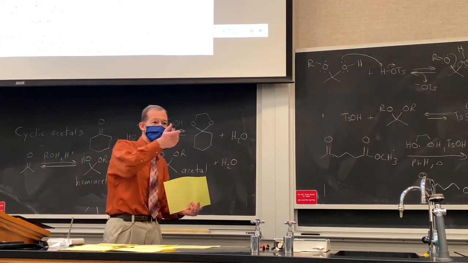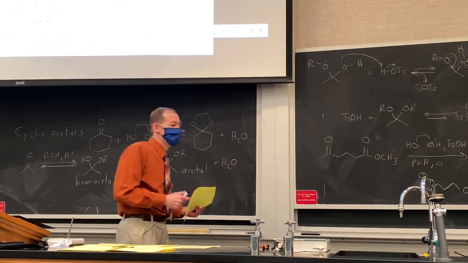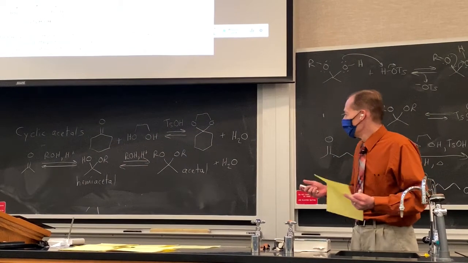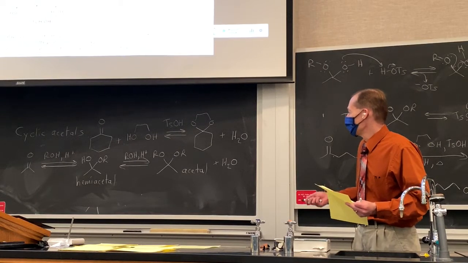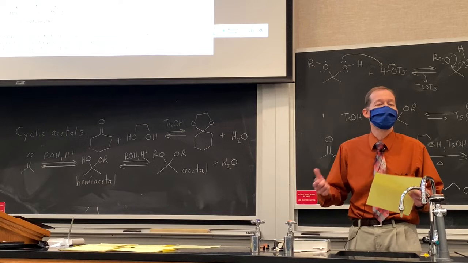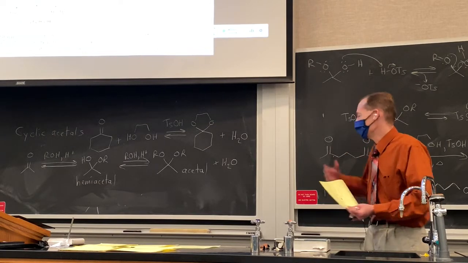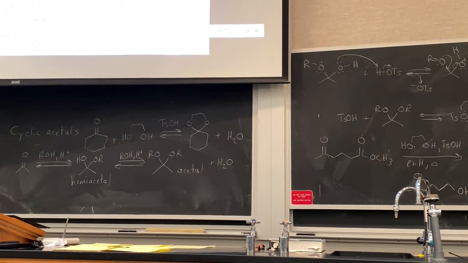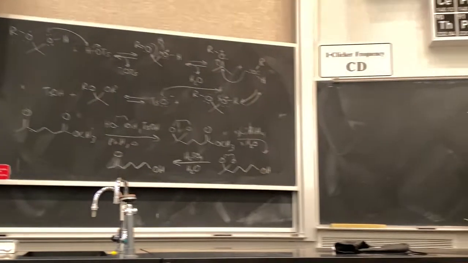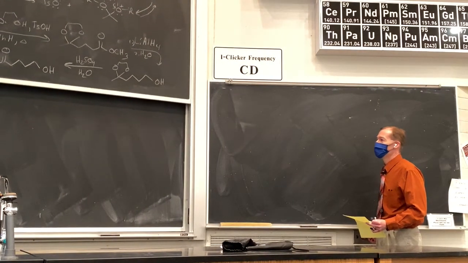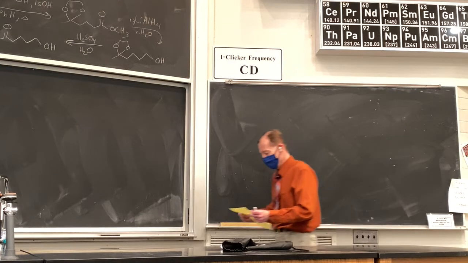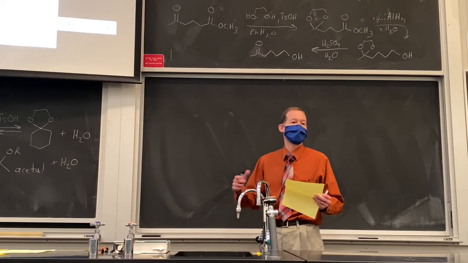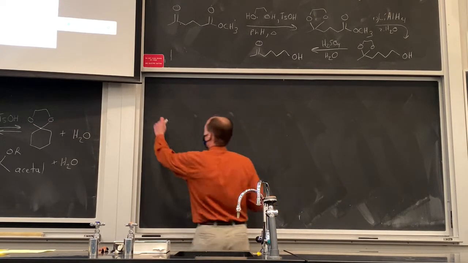So in response to the earlier question, I told you that hemiacetals can't be isolated because the equilibrium is unfavorable and you have to convert them to the acetal and remove water for them to be stable. But there is one exception. There is one type of hemiacetal that is stable, that forms spontaneously and can be isolated. And that is a cyclic hemiacetal that is forming either a 5-membered ring or a 6-membered ring.